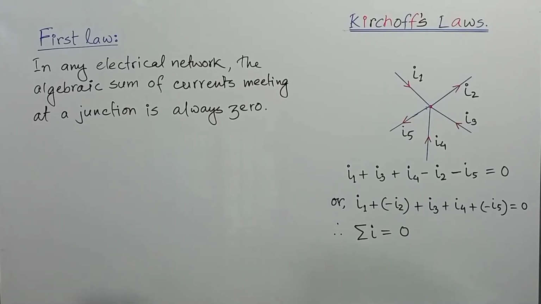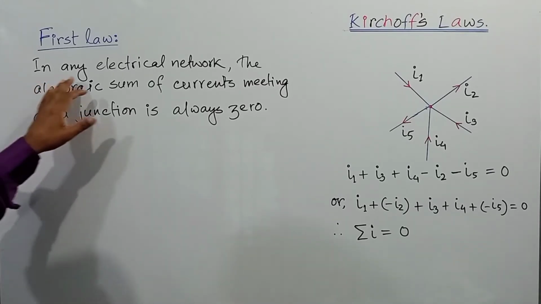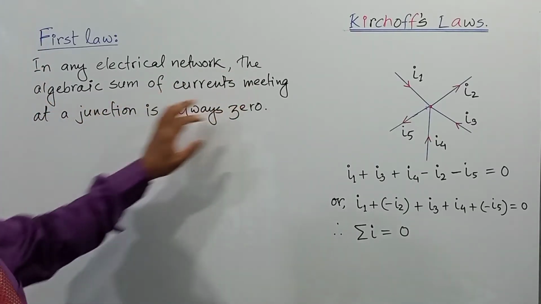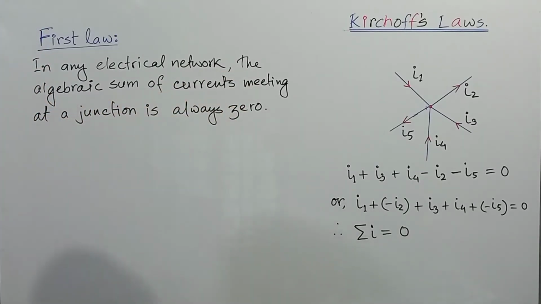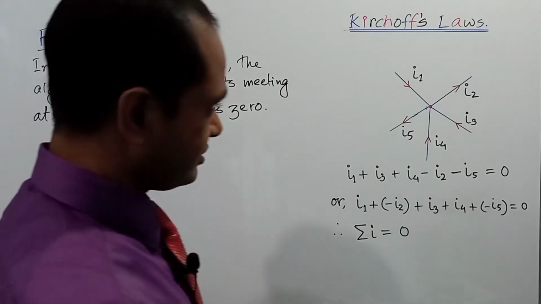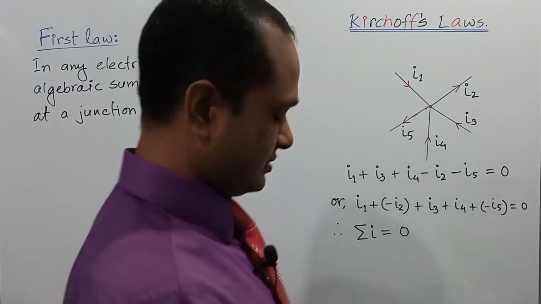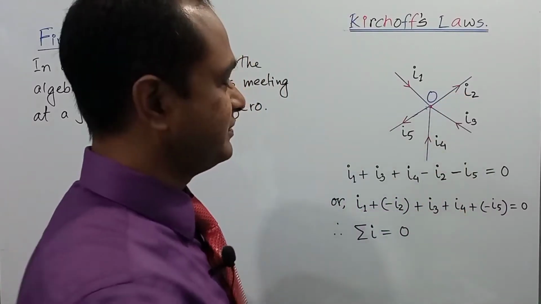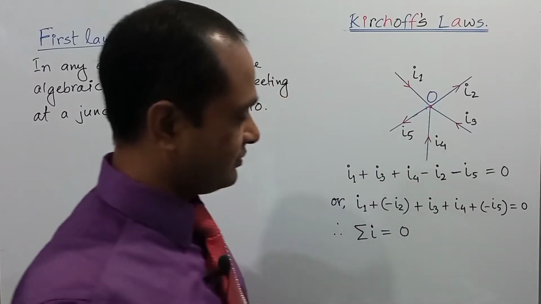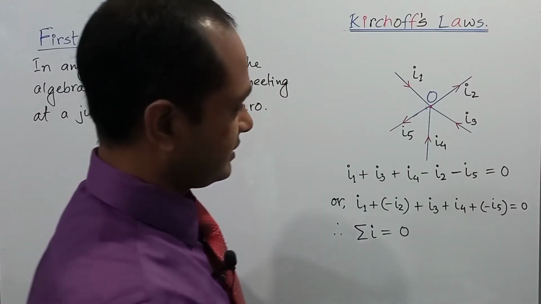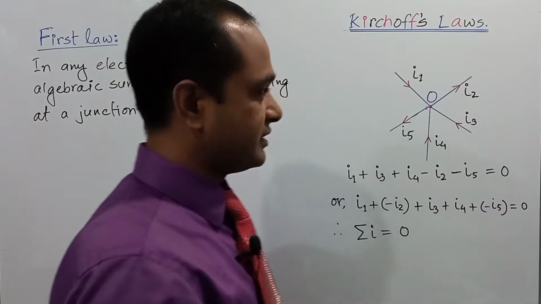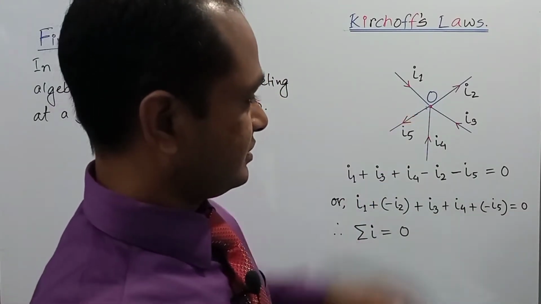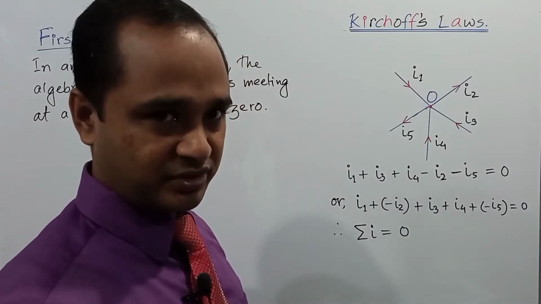According to the statement of the first law, in any electrical network, the algebraic sum of currents meeting at a junction is always 0. For the explanation of the statement, dear student, consider a junction point O, where different wires carrying current are connected, and currents with different directions are connected with this junction point.